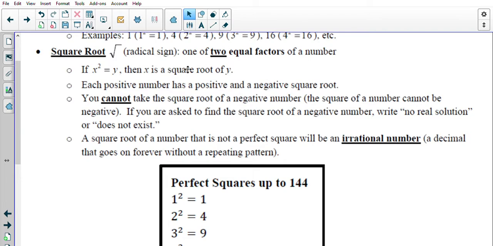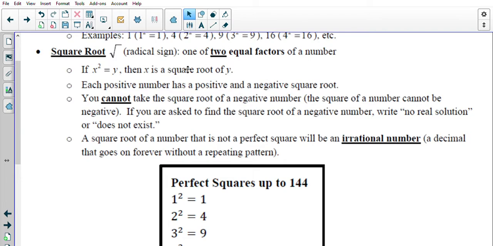First of all, every positive number has both a positive and a negative square root. We'll talk a little bit more about that next year. Some other things. You cannot take the square root of a negative number. The square of a number cannot be negative.